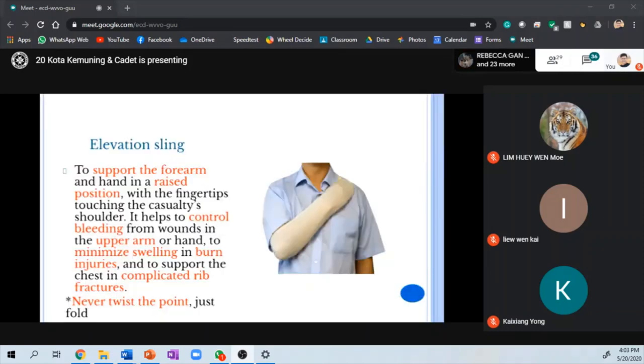And then the elevation sling. You also need to support the forearm in a raised position, which means your hand is on your shoulder, with the fingertips up. And then it will control the bleeding of the wound. Sorry, a bit of lag.